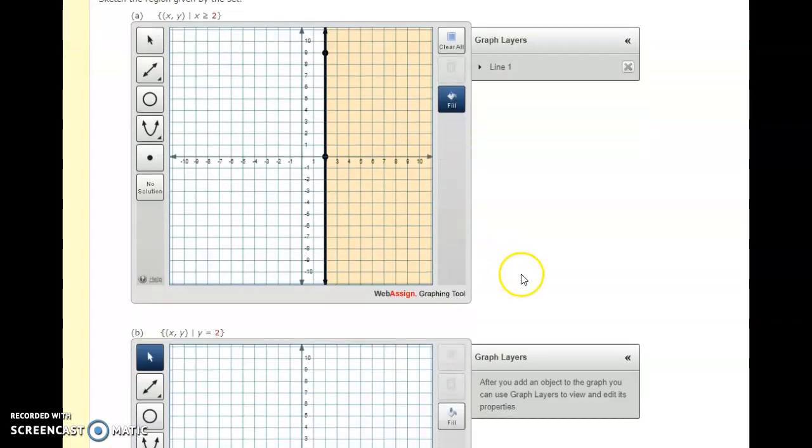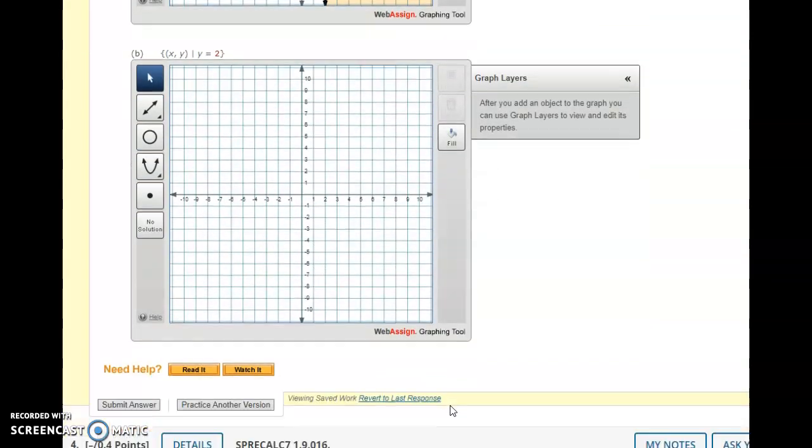And then I'm going to scroll down and look at part B. This one says y equals 2. So for y equals 2, we're talking about this time a horizontal line. If I want to graph a horizontal line, I use the line tool, and I'm talking about a line, so that's why I choose the one with the arrow. I'm going to pick 2 points where the y value is 2, and that's what I have.